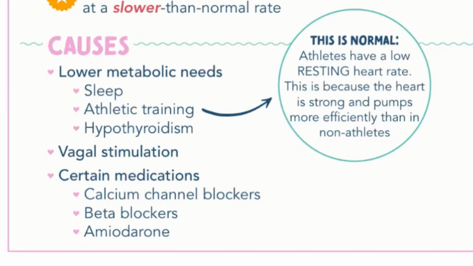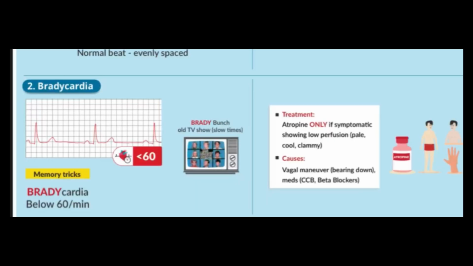So, what is the treatment for sinus bradycardia? If it is asymptomatic, then we will not treat. But if there is symptomatic bradycardia, the heart rate is less than 60 beats per minute and the patient is having severe symptoms, so we will give an injection or drip.